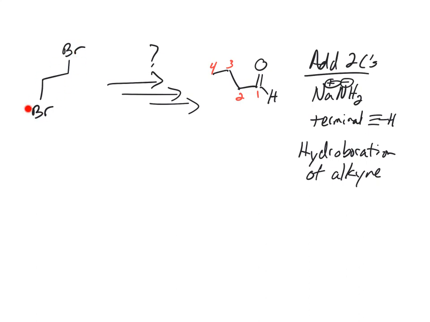Getting even farther back, there's 2 bromines. What can I do with that? If I know I need to get a terminal alkyne, can I turn this into an alkyne? What do I need to do? 2 E2 reactions, right?